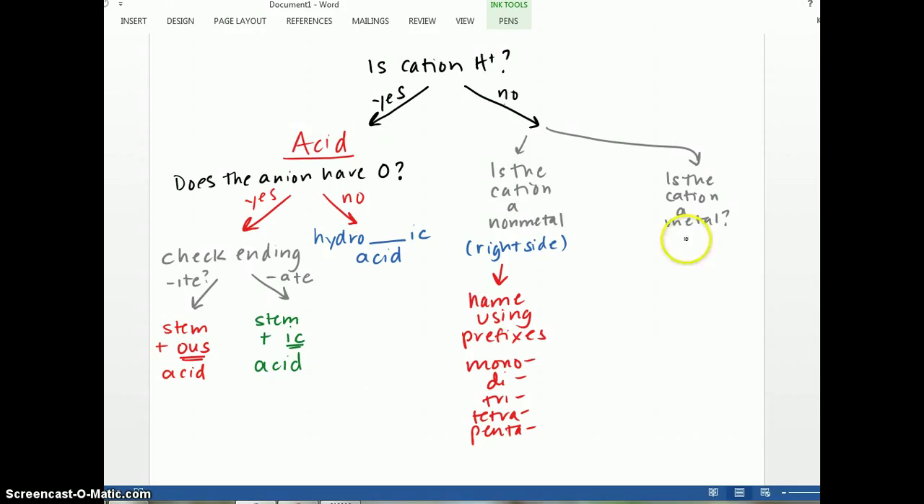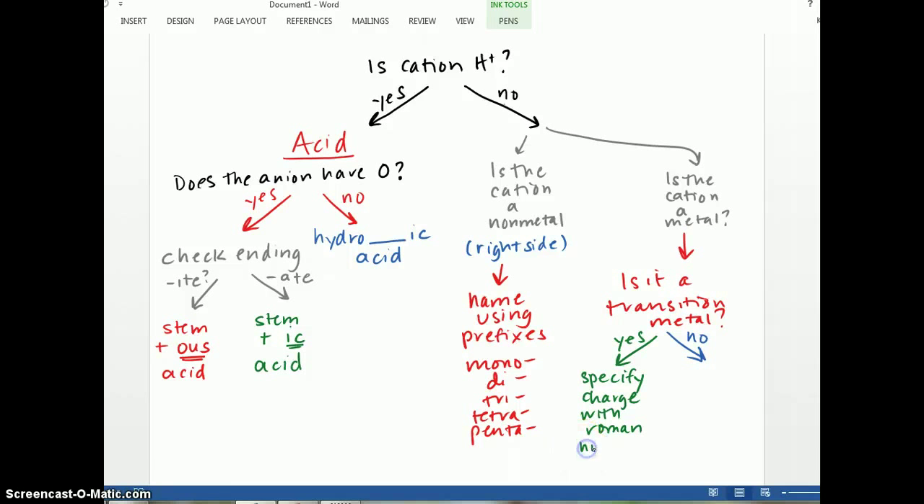Is the cation a metal? We need to ask a follow-up question to that. We need to then ask more specifically, is it a transition metal? Our answers are either going to be yes or no. If the answer is yes, then we need to specify the charge. And this isn't all the time, but this is a really good hint. Specify the charge with Roman numerals. If it is not in the transition metals, then we're just going to name with normal rules.